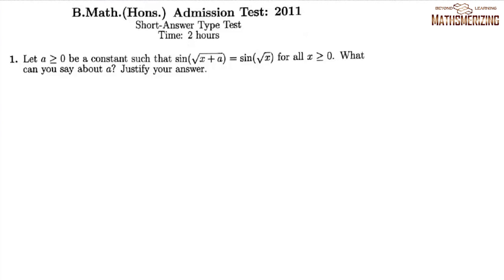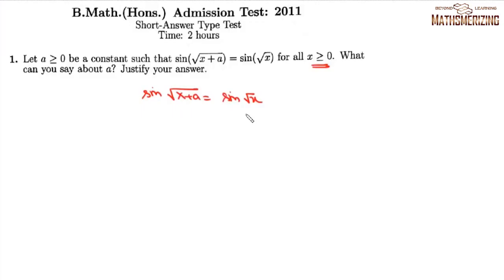Today we'll discuss ISI's B-Math 2011 subjective paper, and the first question is: let a greater than or equal to 0 be a constant such that sin(√(x+a)) is equal to sin(√x) for all x greater than or equal to 0. Then what can you say about a? Justify your answer. This is sin θ = sin α.